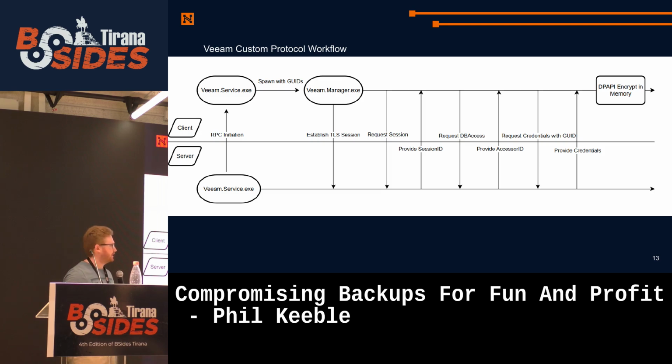You'll then get back an accessor ID, and then it will request the credentials that it needs to use to send the data back to Veeam, and it will use one of those GUIDs as the opaque argument, as the identifier of what credential it needs for its job. And then the server will provide back credentials. Those credentials then get DPAPI encrypted in memory, so it's not sitting in clear text in memory on the client. So they have kind of thought about that, but they haven't thought about adding any controls around this process.